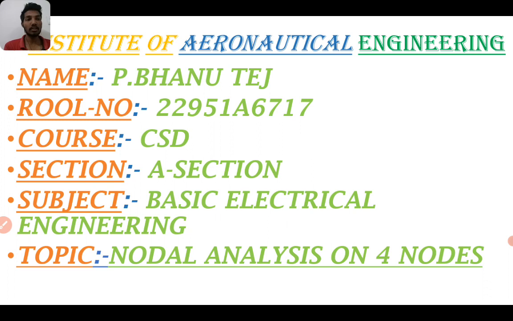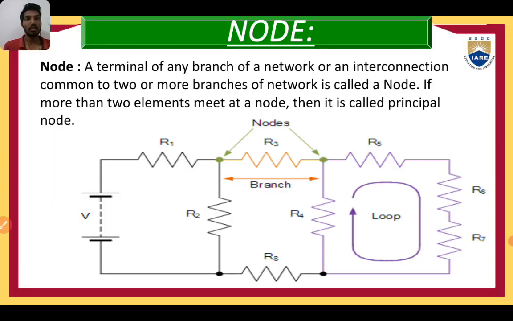Topic: Nodal analysis. Node. A terminal of any branch of a network, or an interconnection common to two or more branches of a network, is called a node. If more than two elements meet at a node, then it is called a principal node.